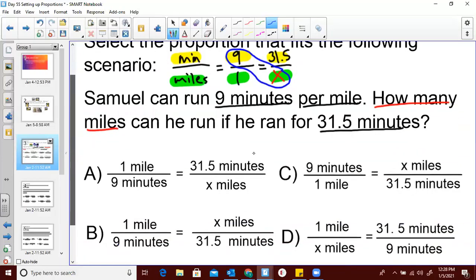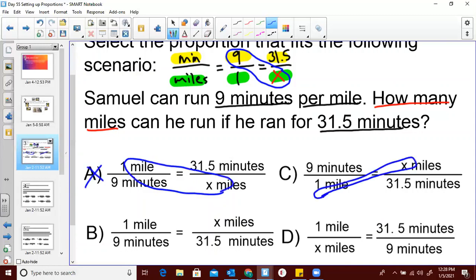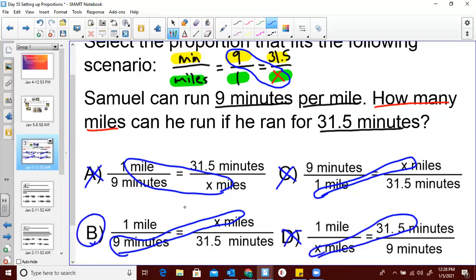So here I have X and 1, so that's no good. Here I have X and 1 again, that's no good. Here I have X and 9, so that's looking pretty good. Let me put a question mark there. And here I have X and 31.5. So we know D is not going to be the answer. So B is definitely our answer.